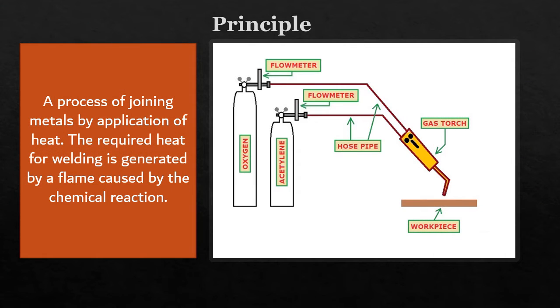So the next is the principle of oxyfuel gas welding. This is a process of joining metals by application of heat. The required heat for welding is generated by a flame caused by a chemical reaction. The fuel gas, commonly acetylene, when mixed with a proper proportion of oxygen in the mixing chamber of the welding torch, produces a very hot flame. With this flame, it is possible to bring metals to a molten state and cause a fusion of two pieces of metals.